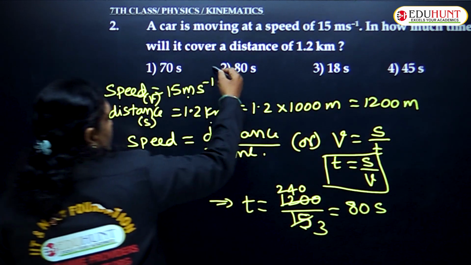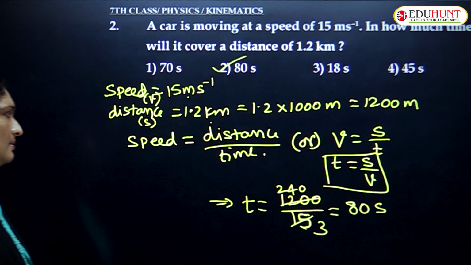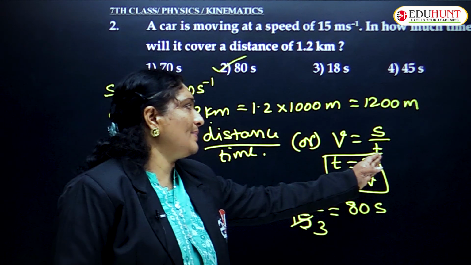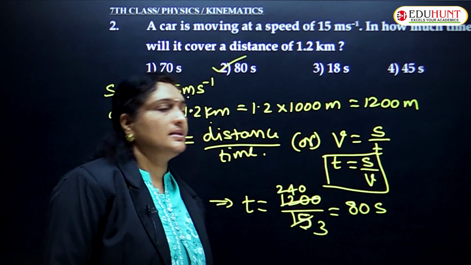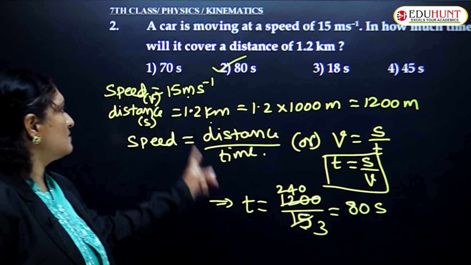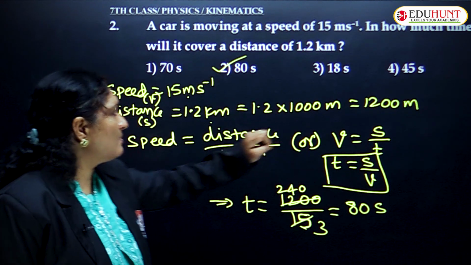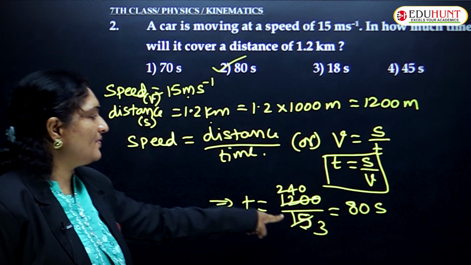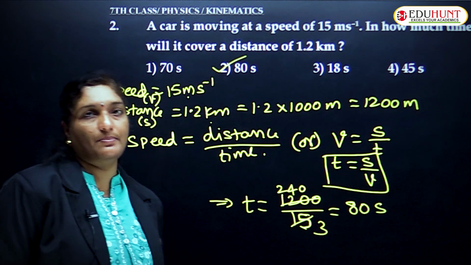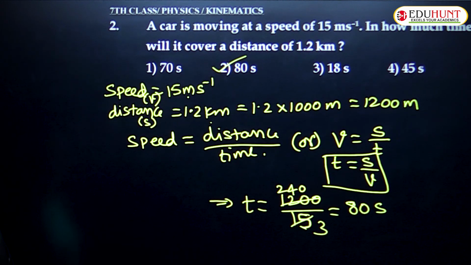80 seconds. The time is 80 seconds. Okay, children, speed equals distance by time, or time equals distance by speed. Distance was given as 1200 meters and speed is given as 15 meters per second. Further simplification will give you 80 seconds.